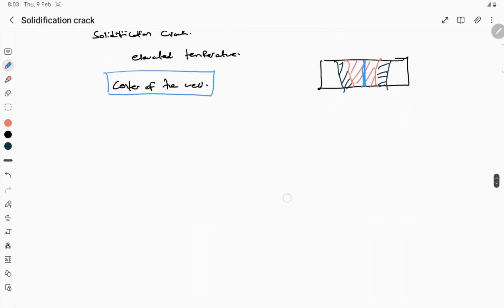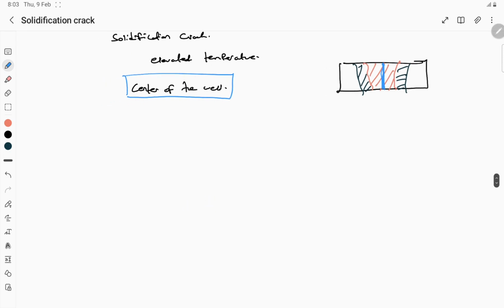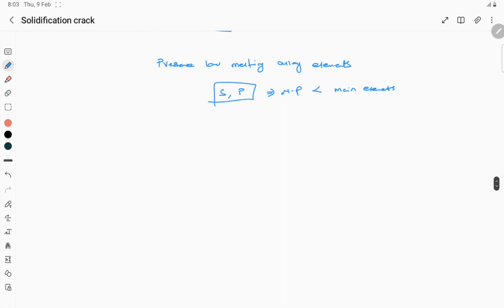Okay, so what is the reason for the formation of solidification crack? If you see, it is mainly due to the presence of low melting alloy elements. Okay, so we know that in any material we have some impurities like sulfur, phosphorus, whose melting point is comparatively lesser than the main elements. So what happens because of this presence of low melting alloy elements during solidification? I'll again try to explain with the help of a diagram.